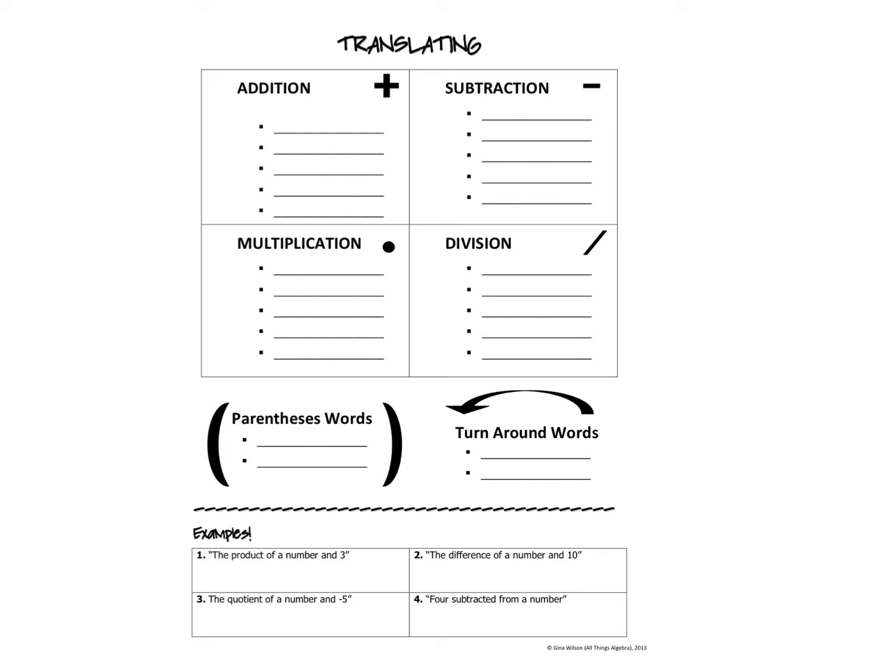Okay, so when we are translating sentences into equations, there are some words that need defining. So the words for addition are sum, increased by, plus, more than, and total.